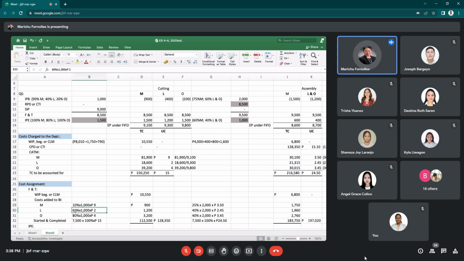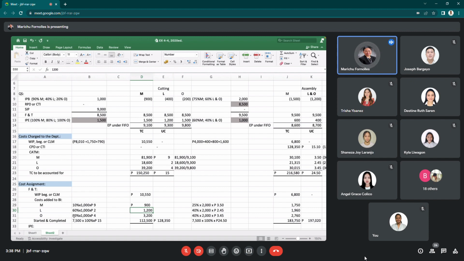For labor, the complement of 40% is 60%. So ang 60% sa labor was applied just this month para makompleto na siya. Then times 1,000 units ang started last month times the unit cost of labor at 2 pesos equals 1,200.